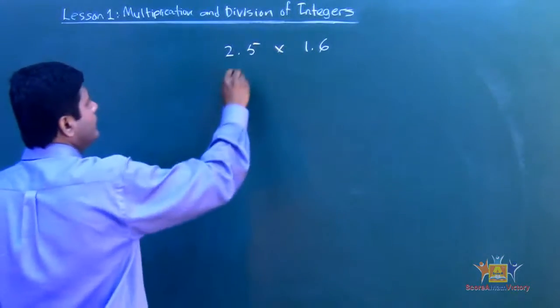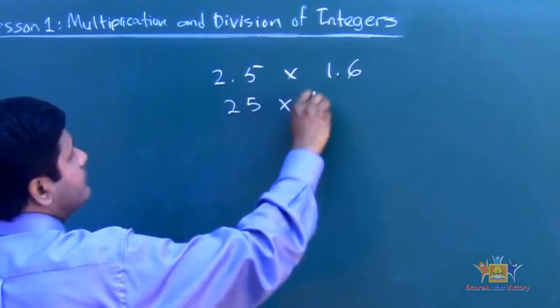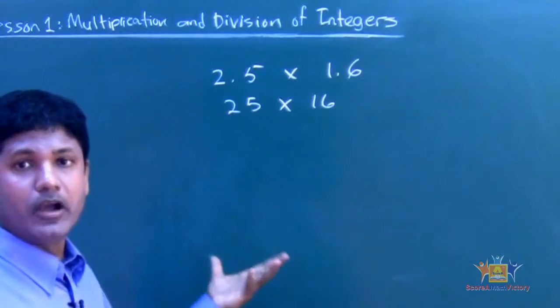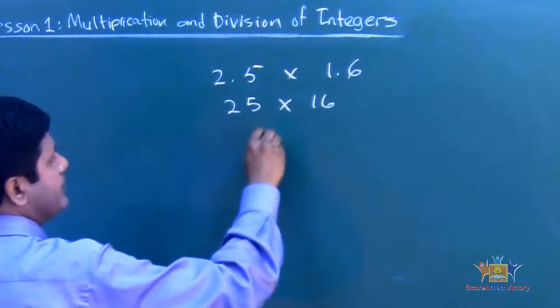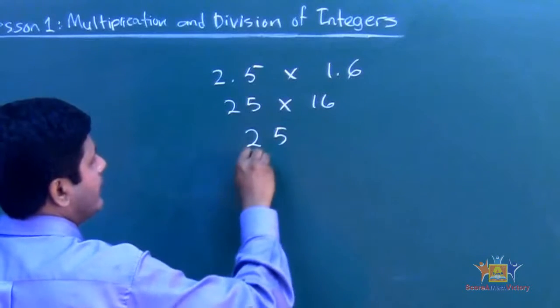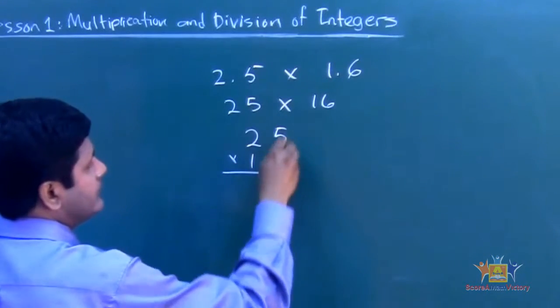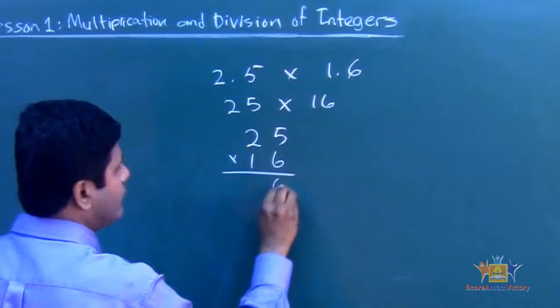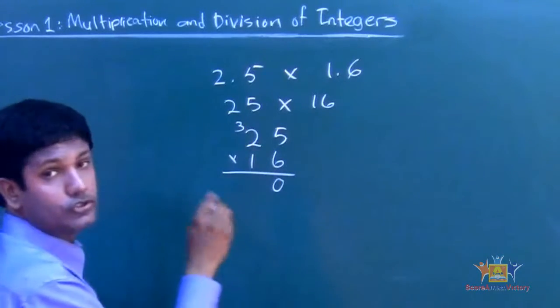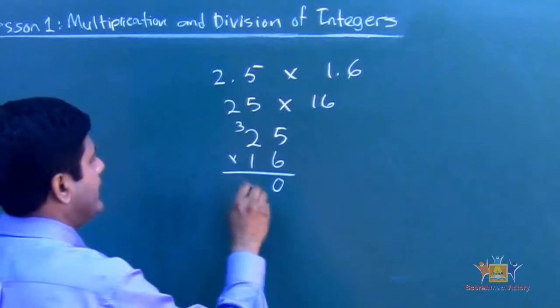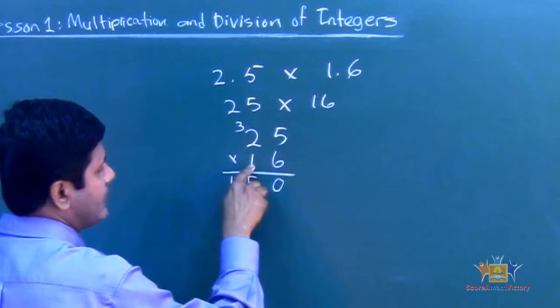So that means you got 25 times 16. And we know how to multiply them, alright? We're going to use the long multiplication method. We're going to line it up. 25 and 16, alright? So 6 times 5 is 30. 0, carry 3. 6 times 2 is 12, plus 3 is 15. So 5, 1.